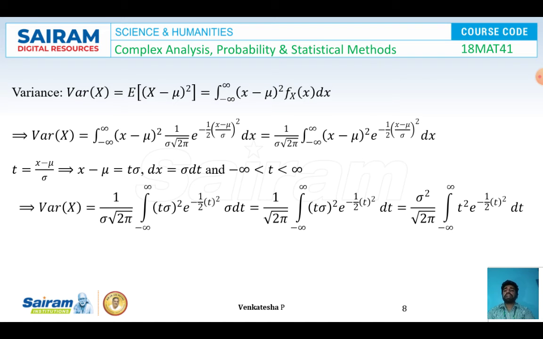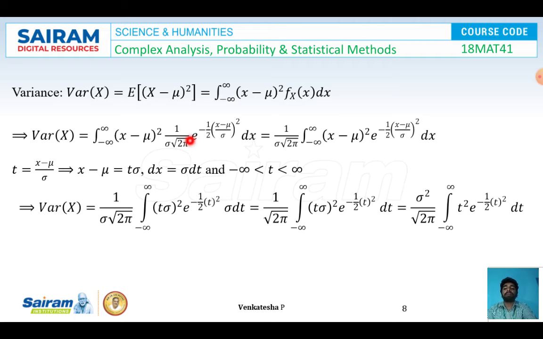Okay, now I'm going to find the value of variance. To find the value of variance, I'm going to use the central moment formula. That is, variance of x is equal to expectation of x minus mu whole square. It will be equal to integral minus infinity to plus infinity, x minus mu whole square into the PDF function into dx. So now I got the variance of x is equal to integral minus infinity to plus infinity, x minus mu whole square, 1 by sigma into square root of 2 pi, e power minus 1 by 2 into x minus mu by sigma whole square, into dx.